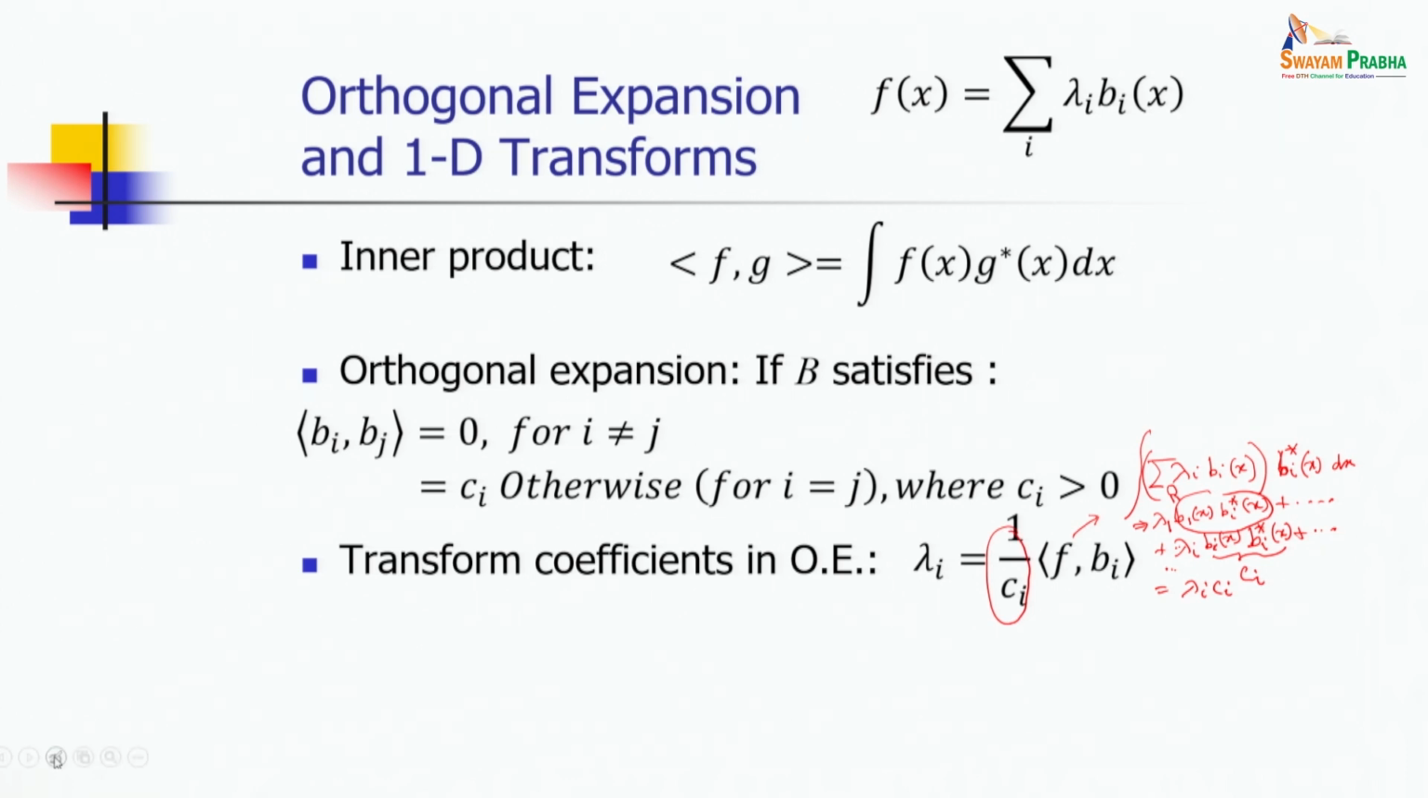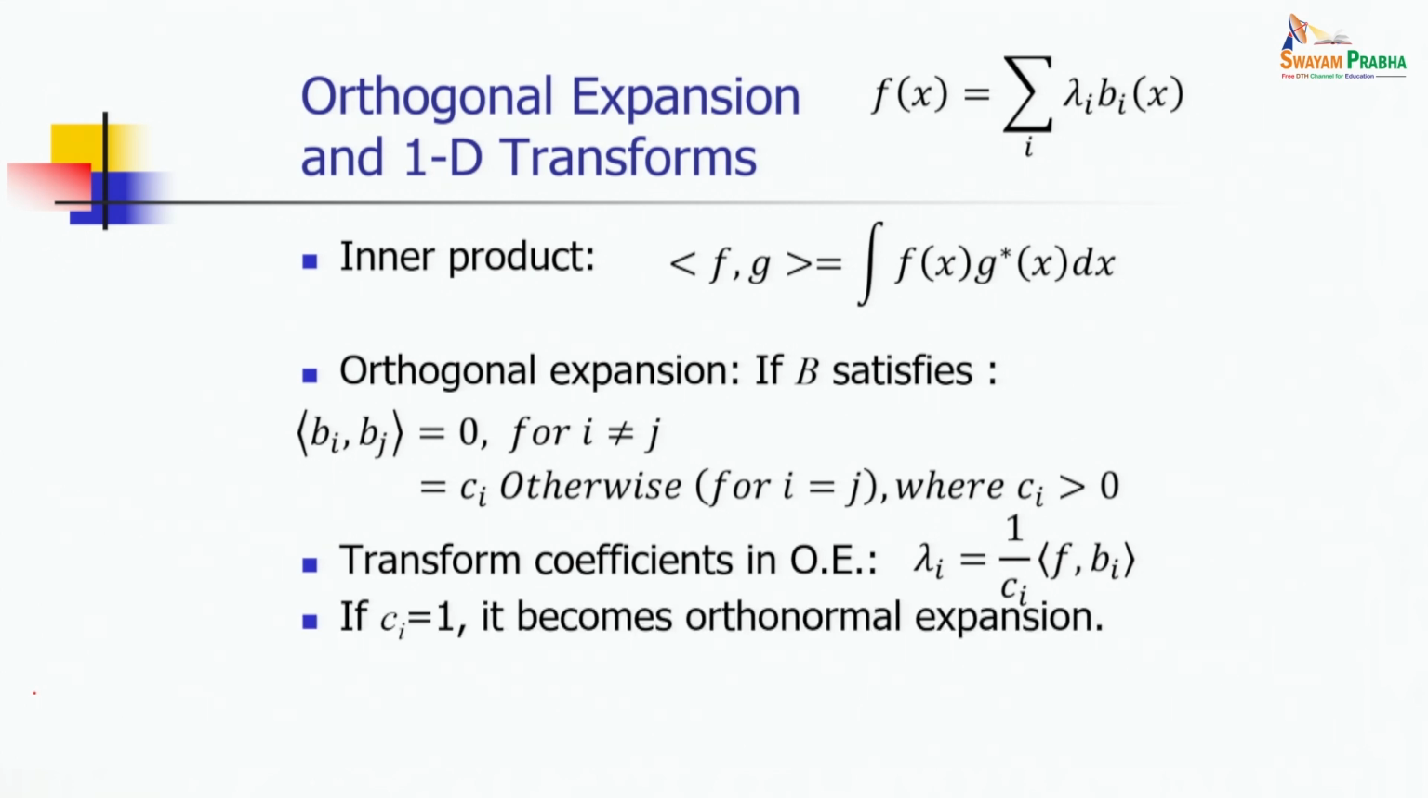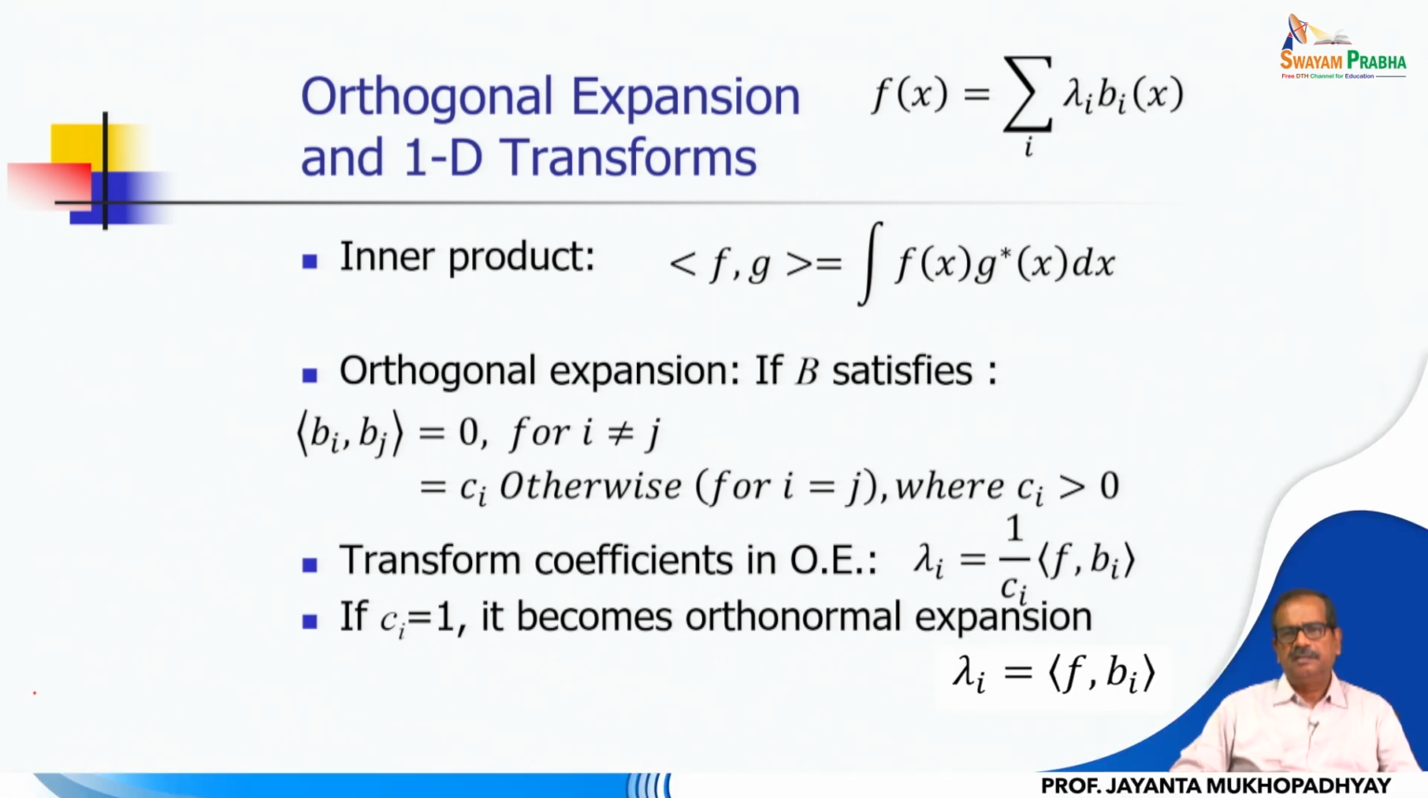This is the reason why we consider orthogonal expansion, or the orthogonality property, for the set of basis functions. Another thing is that if Ci is equal to 1, it is simply the inner product. So you don't have to divide, because Ci is equal to 1. If all the basis functions in your orthogonal set satisfy this property, then we call that set of basis functions orthonormal basis functions. So simply I can compute lambda I as the inner product of function f and bi.